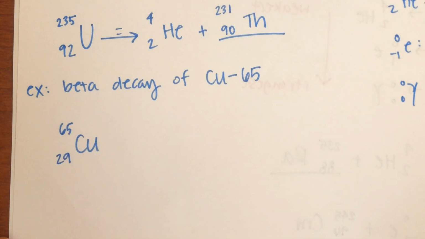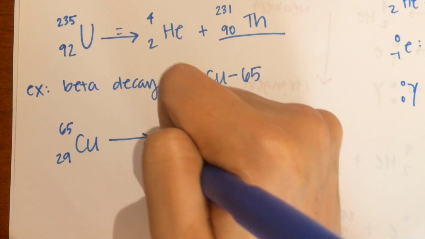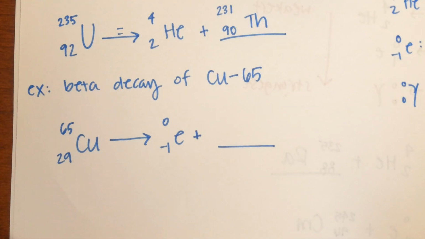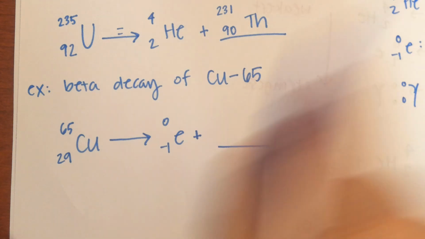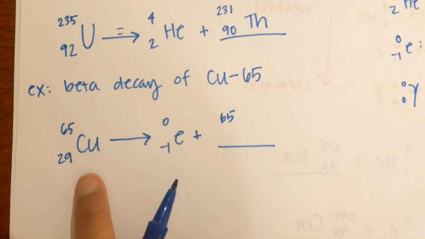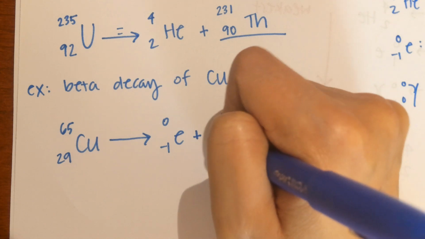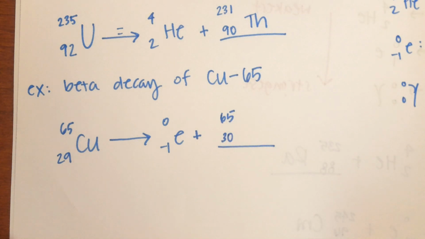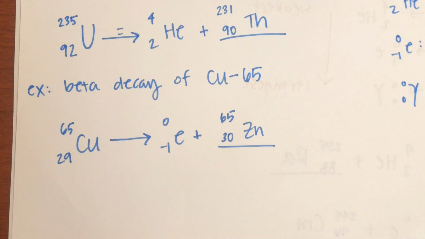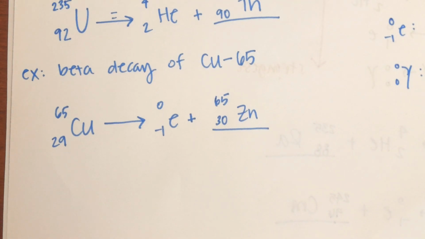And now we break it down. So decay, and then my beta is my electron, plus, and then we find our missing isotope. The top number would be 65, because the mass doesn't change here. And then the bottom number, so 29 minus -1 is 30. And number 30 on the periodic table is zinc. Right here, just right next to it. Okay?